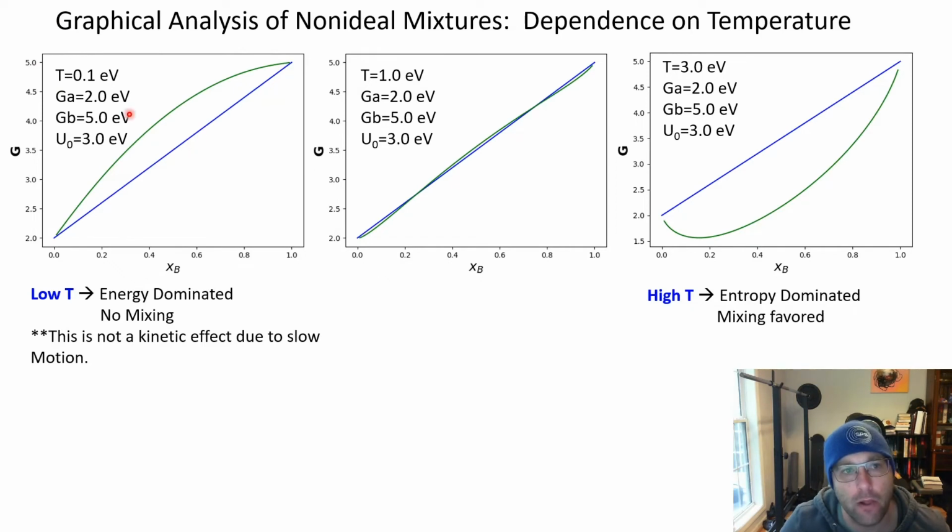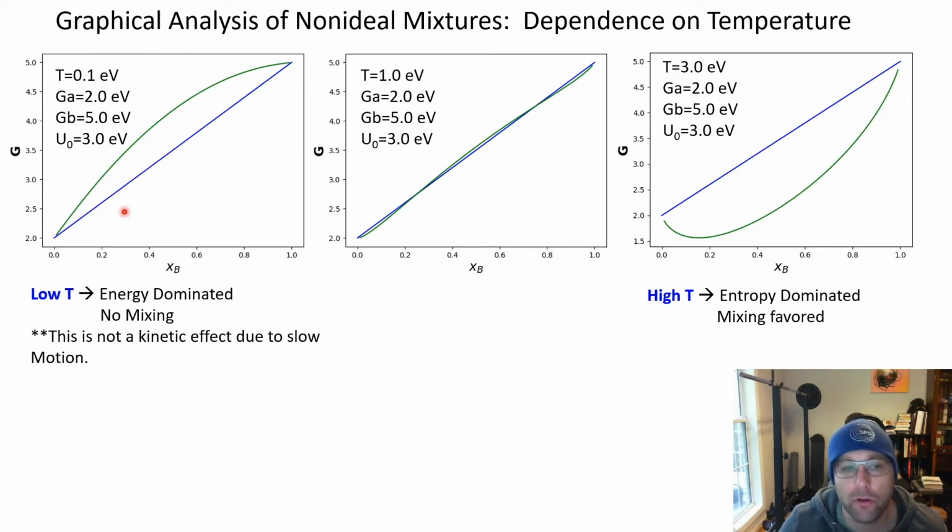So over here on the left, we have a very low temperature, T equals 0.1 eV. And in that case, at low temperatures, the blue curve, which is the unmixed state, is always lower than the green curve, except at some really teeny tiny value, like I said before, where it will cross over. Right? I didn't plot it here. So basically, for almost all compositions at low temperatures, mixing is not favored.